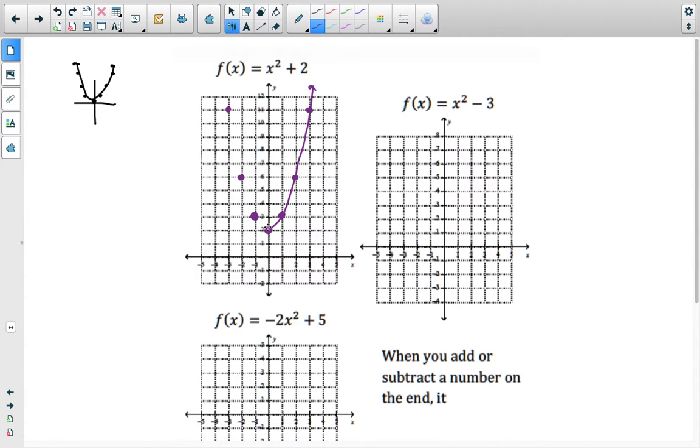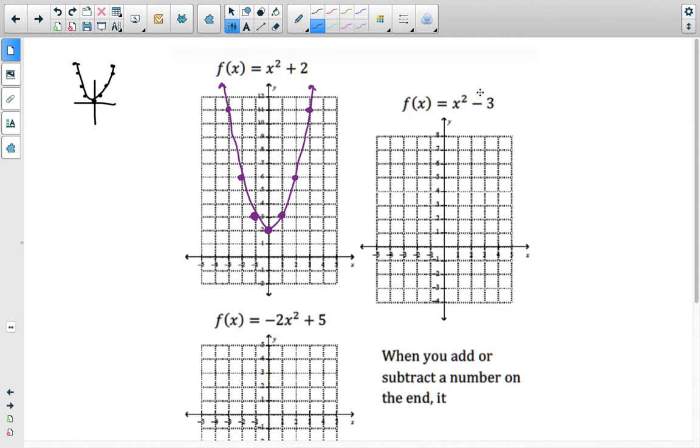What really happened? The parent function over here on the left started at (0, 0), but now this starts at (0, 2). We can see that all of these coordinates have been shifted up by 2 units on the y-axis. The x's are still the same, but the y values have shifted up because we added 2 after we plugged in our x.